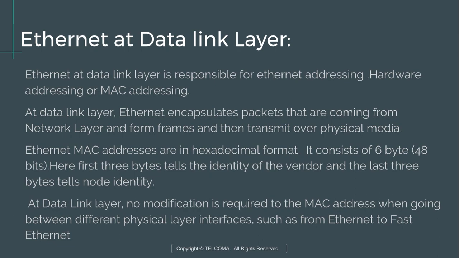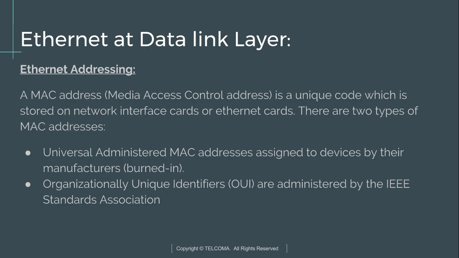At the data link layer, no modification is required to the MAC address when going between different physical layer interfaces, such as from Ethernet to Fast Ethernet. This means if a frame is going from one Ethernet cable to another Ethernet cable, there is no need to do any modification in the MAC address.